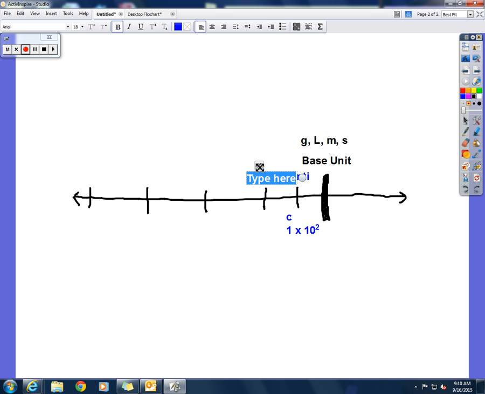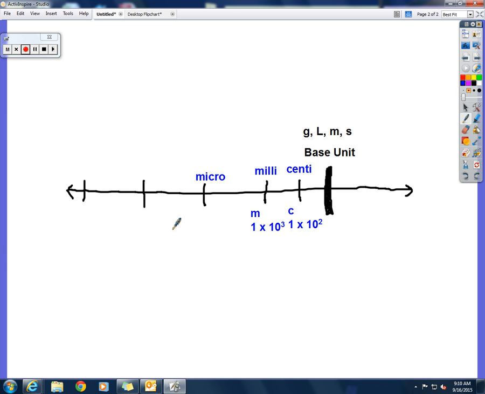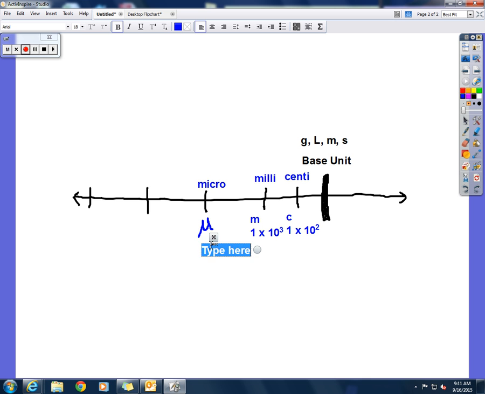After centi came milli. Milli was M, and milli was 1 times 10 to the third. Okay. And then came micro, which was weird. Micro was that really weird mu, which looks like an M or U with a tail. And that is 1 times 10 to the negative 6, or sorry, 10 to the 6th. Okay.